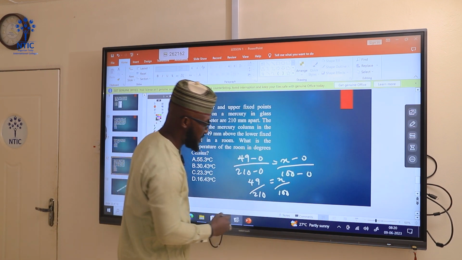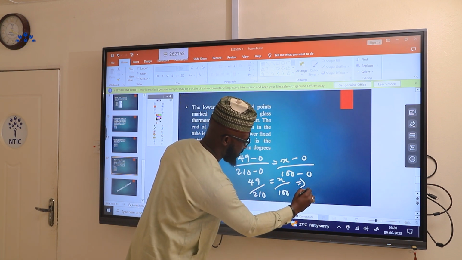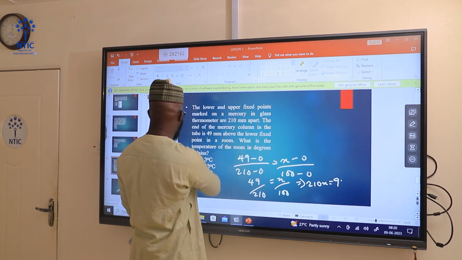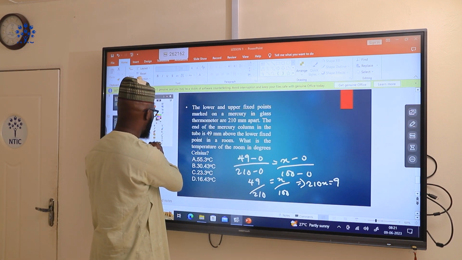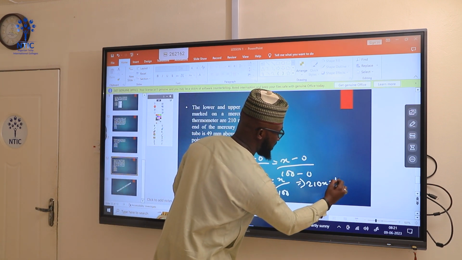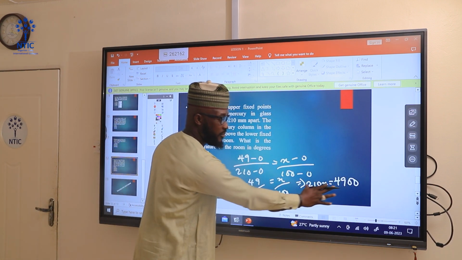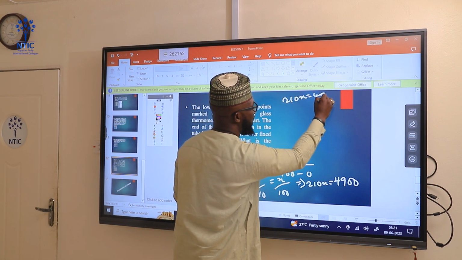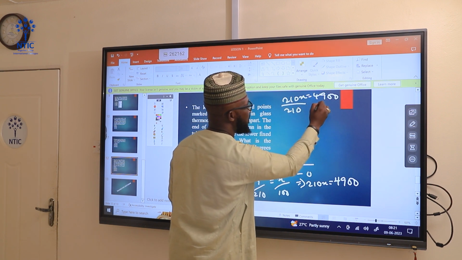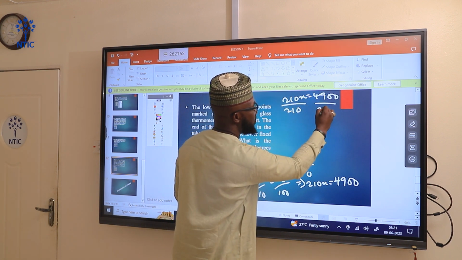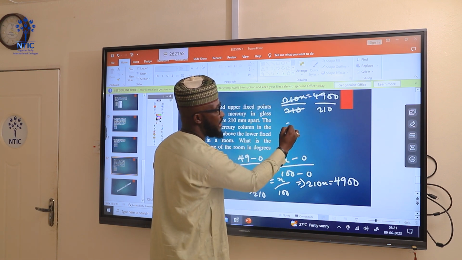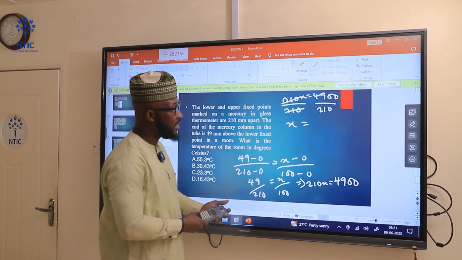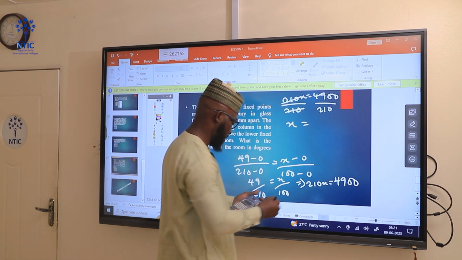That's beautiful. Now let's see. From here we have 210x equals 49 times 100. This should give us 4900. Okay, we'll be working with these values. So 210x equals 4900, divided by 210 in order to make x subject of formula. 210 goes with that. X is given to us as 4,900 divided by 210.